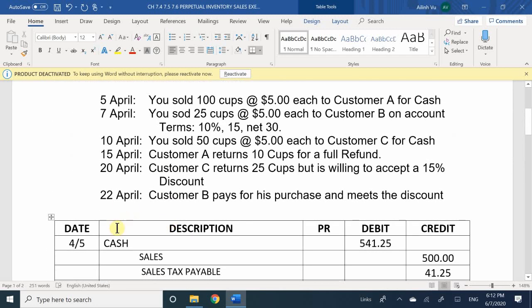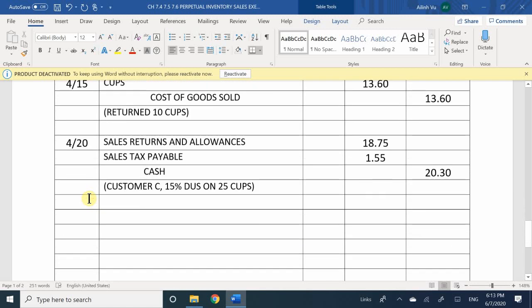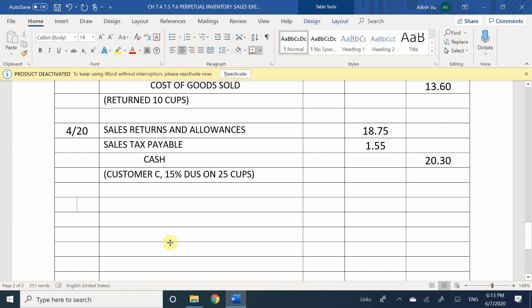Lastly, on the 22nd of April, customer B pays for his purchase and he makes the discount period. Okay, great. So we remember customer B purchased it here. He actually made it perfectly on time for the 15 days, so he made it into the discount period. So we need to recognize it. All right, so he's going to pay us, just to make this scenario a lot easier, with cash. Okay, so that's the first thing that we're going to recognize: he's paying off his debt.